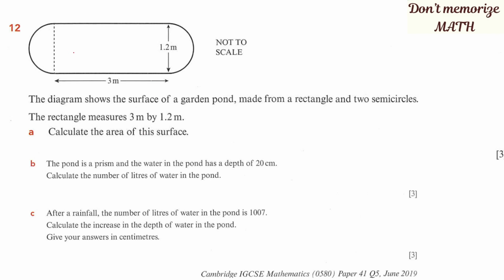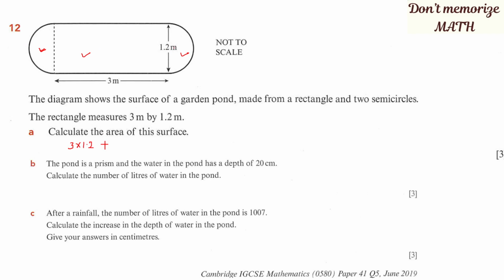So area of the surface, we have one rectangle and two semicircles. So area of rectangle plus area of semicircle plus area of the semicircle. Otherwise, area of rectangle plus area of circle. Okay. So what is area of rectangle? Length times breadth, right? So here length is 3, breadth is 1.2. So area of rectangle is 3 times 1.2, length times breadth. Then plus area of circle. I join these two semicircles and I am making it as a circle.